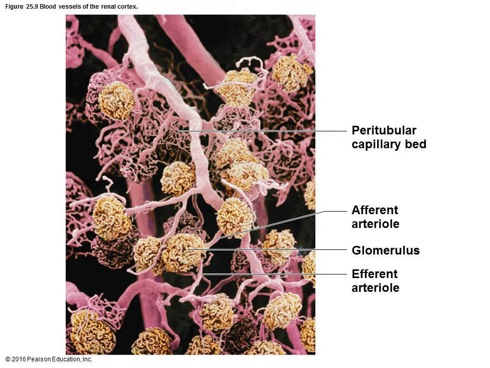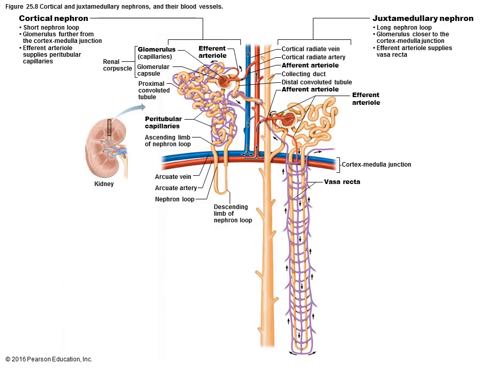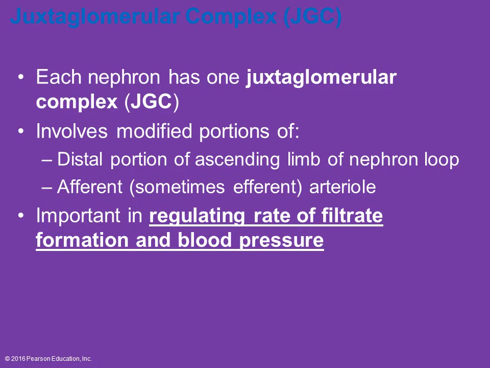And this is a picture showing the round spherical structures. Those are the glomerulus. You have the afferent arteriole coming in, the efferent arteriole leaving it, and then you also have those peritubular capillary beds that you can see in addition. And once again, just another schematic diagram showing this.